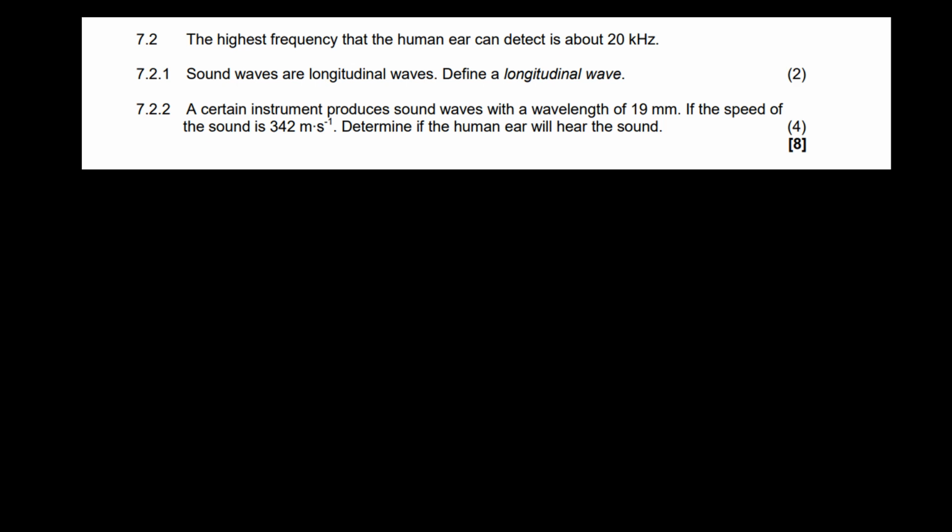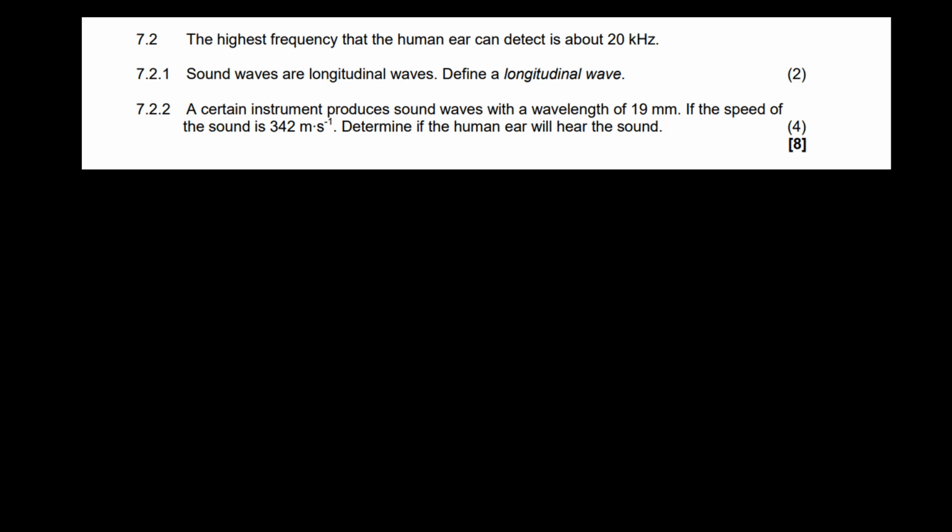In 7.2, it was mentioned that humans can only hear up to a frequency of 20 kilohertz. Anything above this value we cannot hear. In this question, we need to determine the frequency that this instrument has. If the frequency of this instrument is below 20 kilohertz, then it means we will be able to hear the sound. However, if the frequency is above 20 kilohertz, it means we will not be able to hear the sound. How do we calculate the frequency?